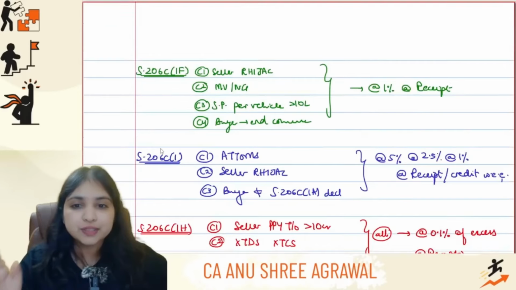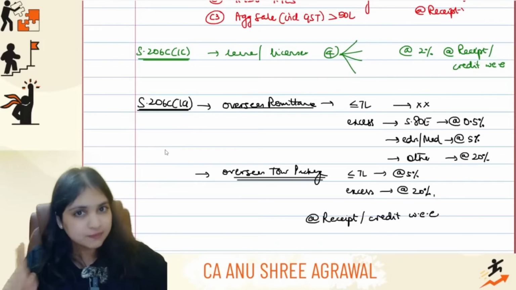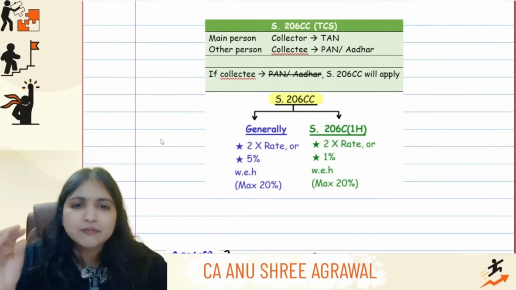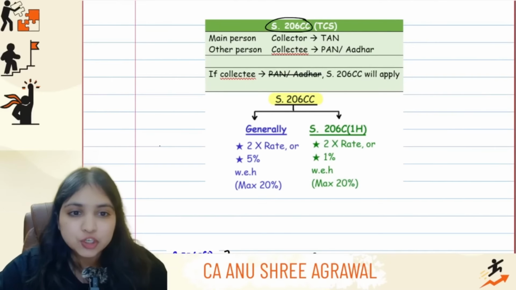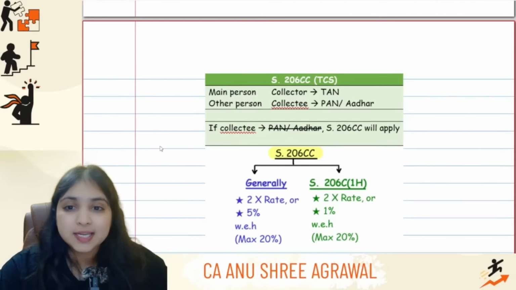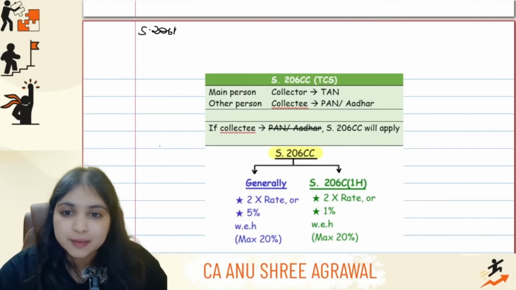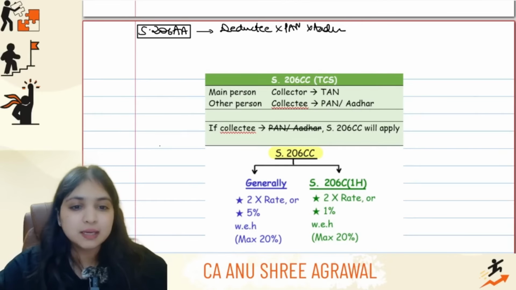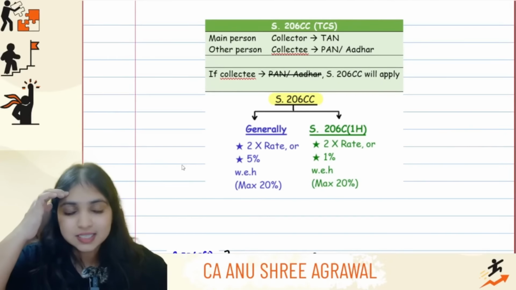Understanding, guys? So with this, all our 5 TCS sections I've discussed with you. I've also given you a summary over here. Now come on, one final thing, guys, listen to me. Section 206CC. Like how in TDS you have section 206AA. In TDS, when does 206AA apply, guys? It applies when the deductee is neither giving PAN nor giving Aadhaar. That is when you apply 206AA. Similarly, in TCS we have 206CC, right?